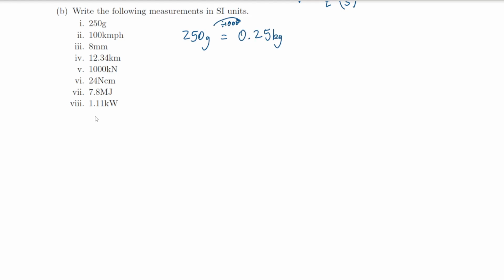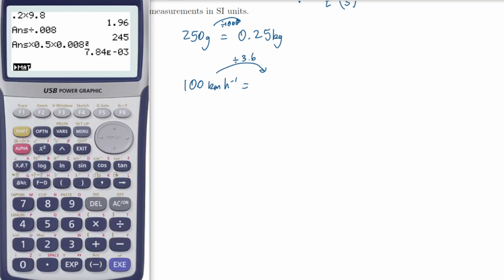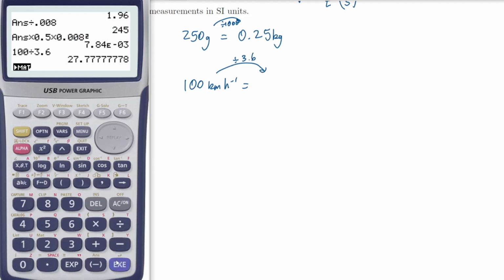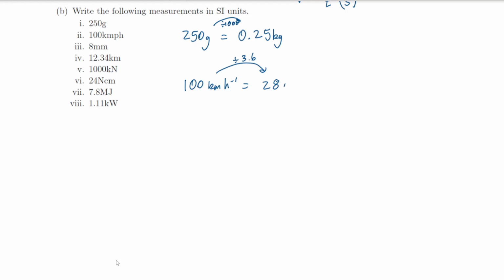100 kilometers per hour. I'll show you the shortcut and then I'll show you where it comes from. So to get into meters per second, we divide by 3.6. So about 28 meters per second.